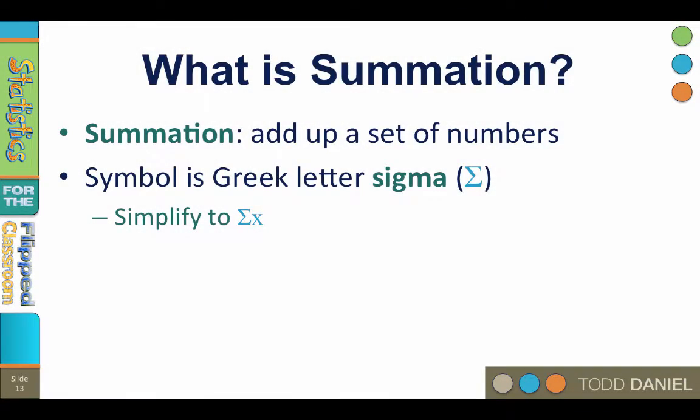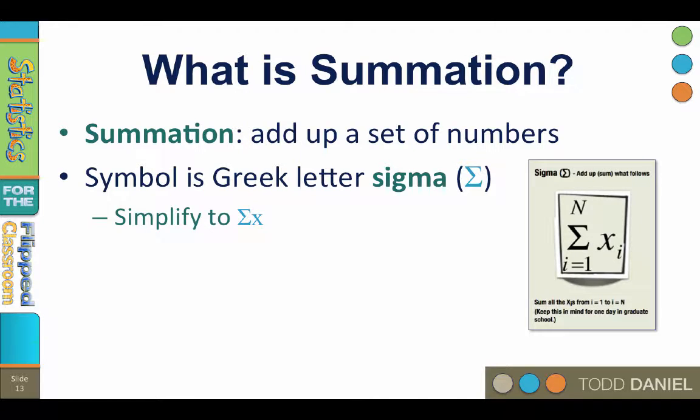The symbol for summation is the Greek letter sigma. When sigma is followed by a variable name, such as x, it means to add up all of the x values. Now the full form of this notation is read: sum all of the x sub i's from i equals 1 to i equals n. This mathematical notation gives us exquisite ability to specify which values in a data set will be included in the summation. But it is really more than we need right now.